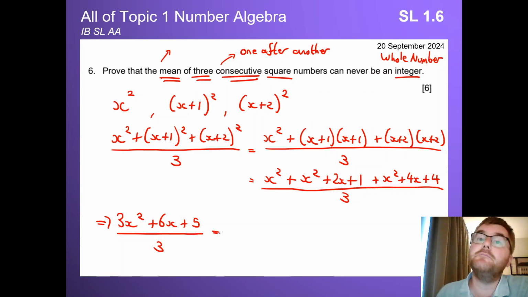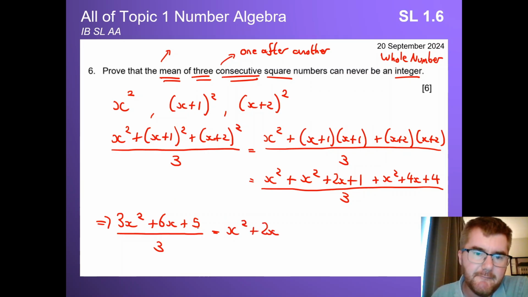Okay, well, we can simplify this through. We have to be careful how we simplify. So 3 divided by 3 is 1, so we get x squared. 6x divided by 3 is 2x. And then 5 divided by 3 is just 5 over 3.